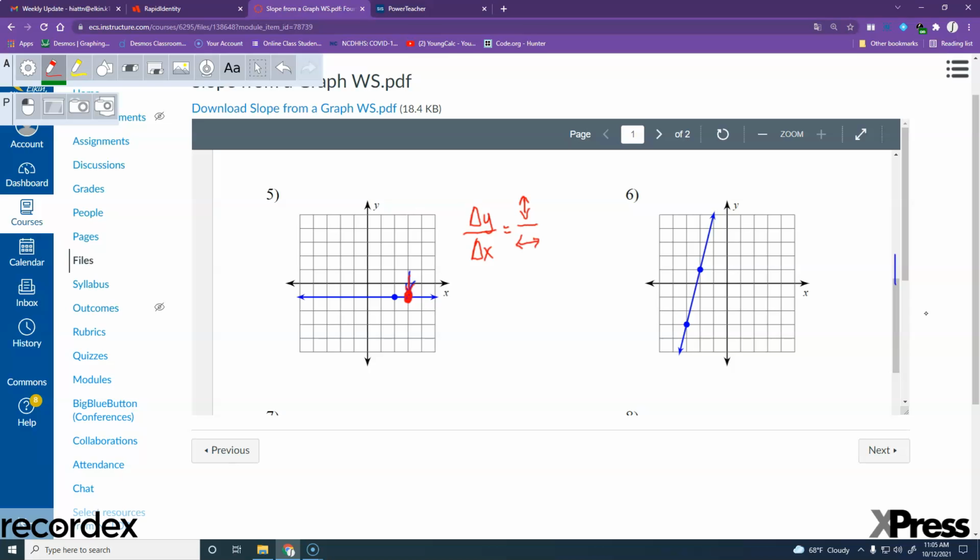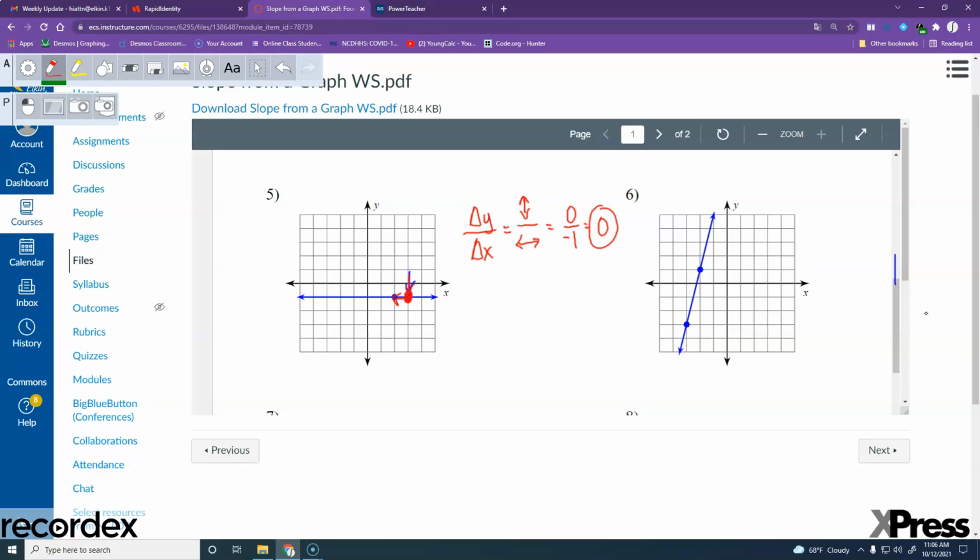So, Katie, to get to the other dot, how much do I have to go up or down? Nothing, right? I don't go up or down at all, so I'd have a 0 on the top. How much do I have to go left or right? I've got to go 1. Should it be a positive 1 or a negative 1? It is a negative 1 because I'm moving to the left 1. If you're going to the left, that's going to be negative. All right, what's 0 divided by negative 1? It is 0. So this has a 0 slope.